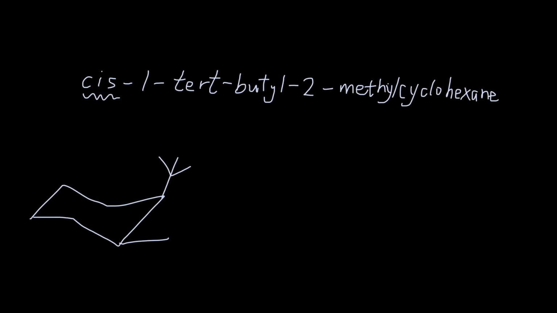Write structural formulas for the two chair conformations of cis-1-tert-butyl-2-methylcyclohexane. And are these two conformations equivalent? If something's equivalent, it means both of its conformations, axial and equatorial, are equally stable.